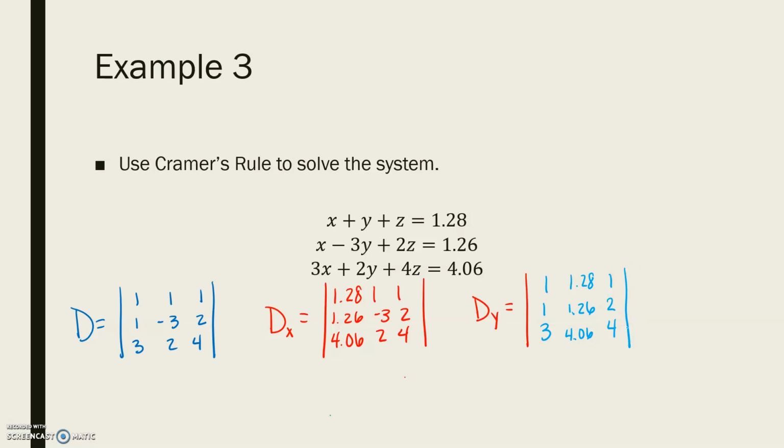And finally, I'm going to set up my z matrix. So I'm going to have d sub z equals, and everything's going to stay the same for the first two columns, 1, 1, 3 down, and 1, negative 3, 2, working our way down, because those are the x and y. So then this one would become the 1.28, 1.26, and 4.06. Now, we are going to find the determinants, and I have good news.